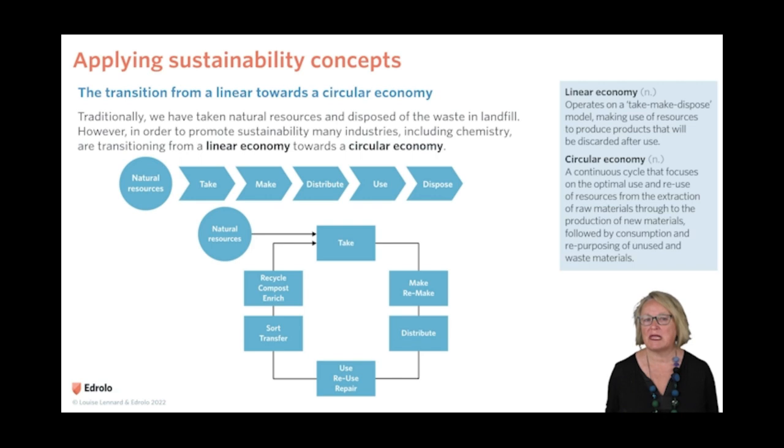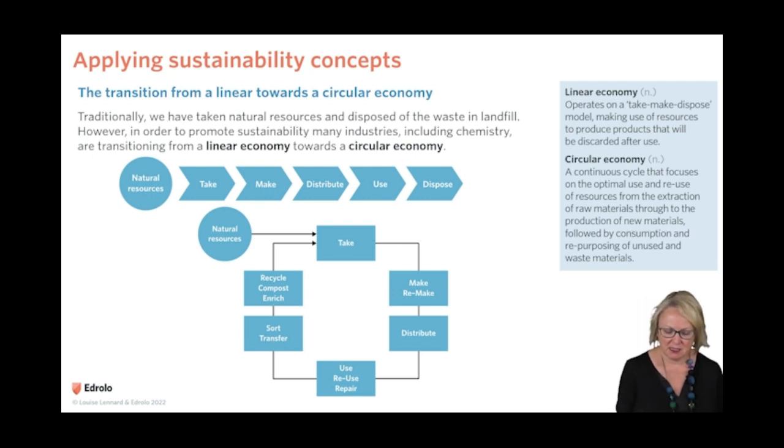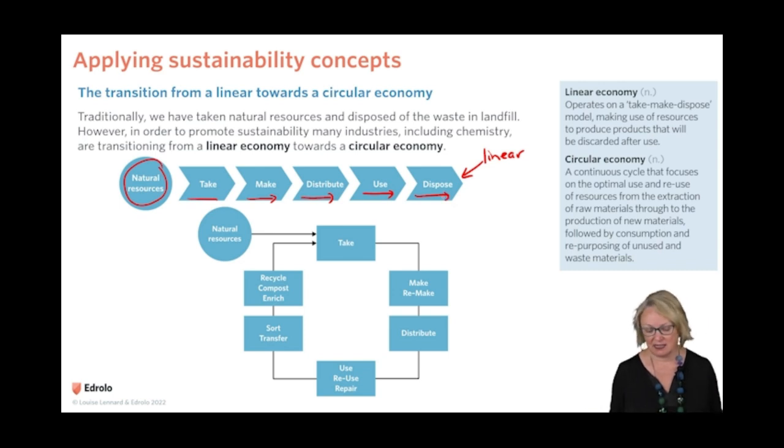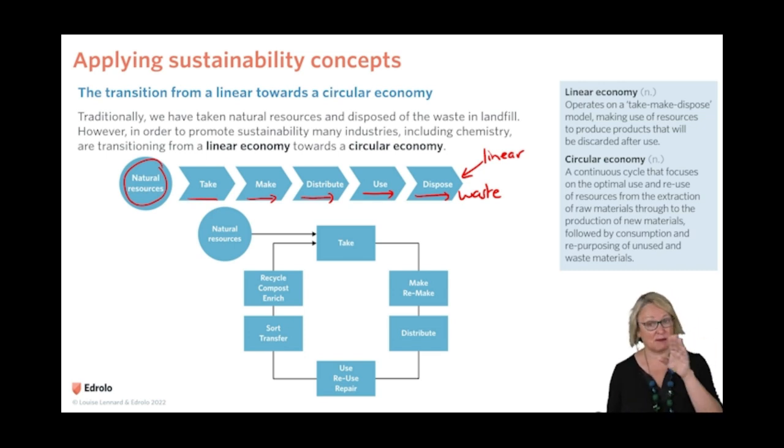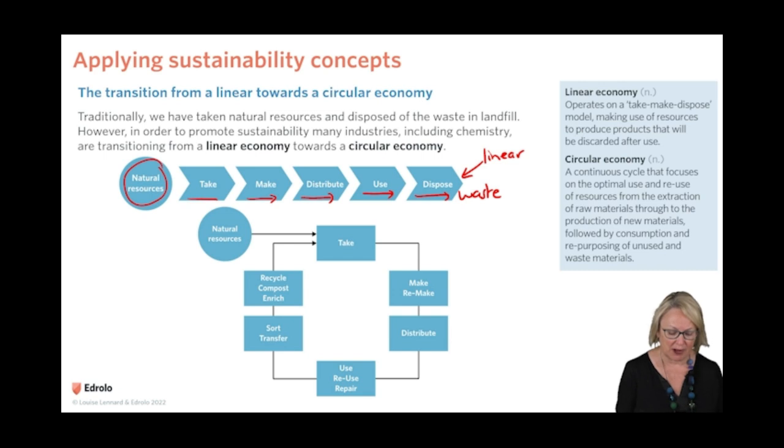Another thing that's come up in the key knowledge units is moving from a linear to a circular economy. So the top diagram here is an example of a linear or straight line economy where natural resources are taken, then made into something, distributed, used, and then thrown away, so discarded, which ends up in waste. As opposed to a circular economy, which, as the name suggests, go round in a circular way.